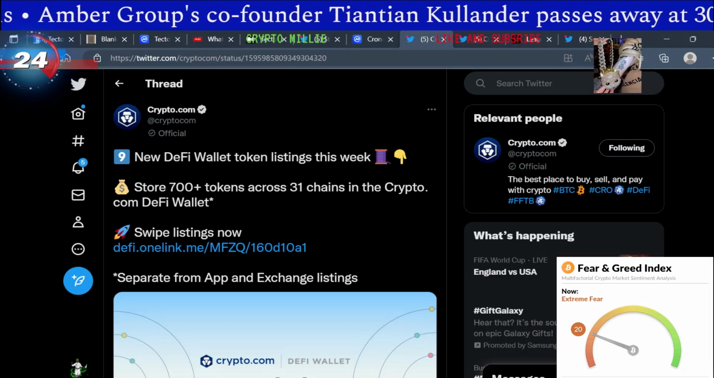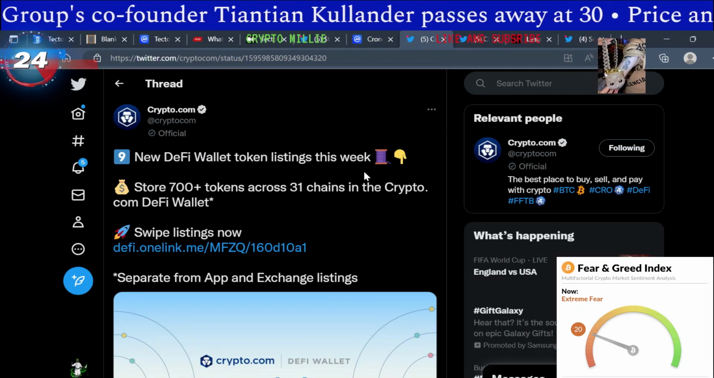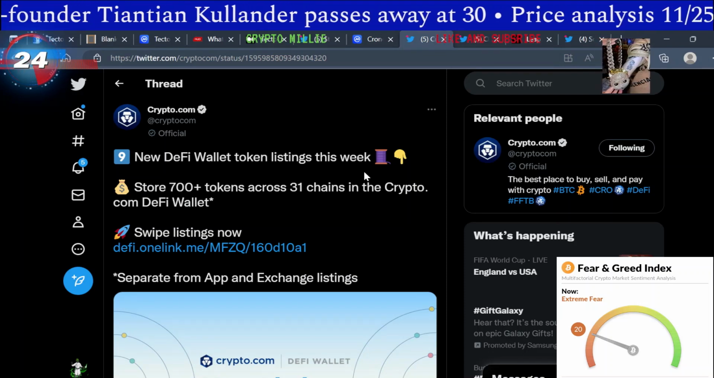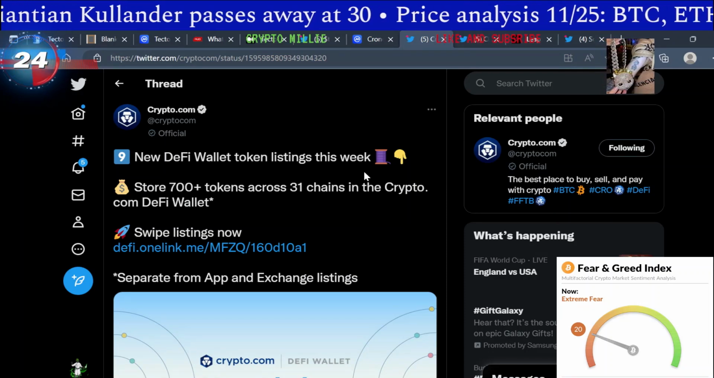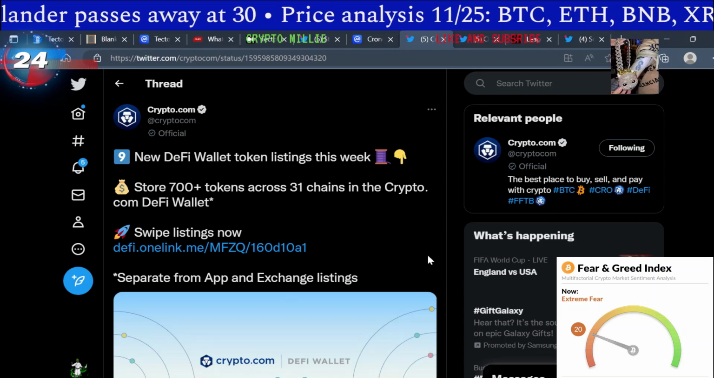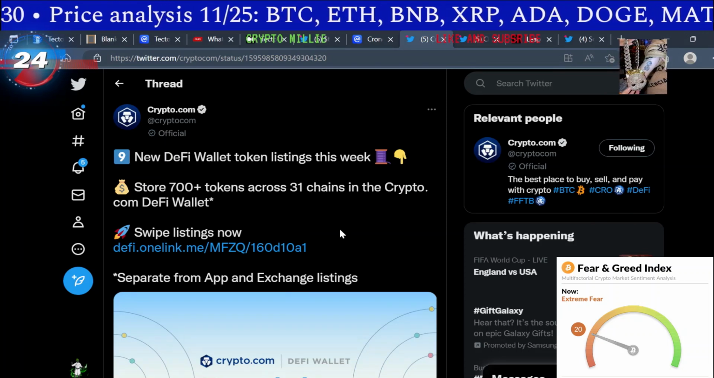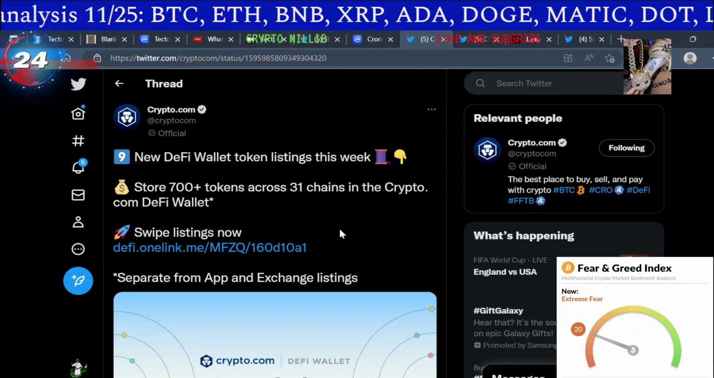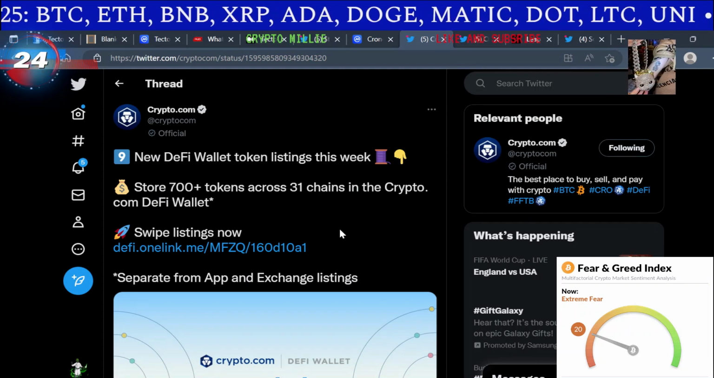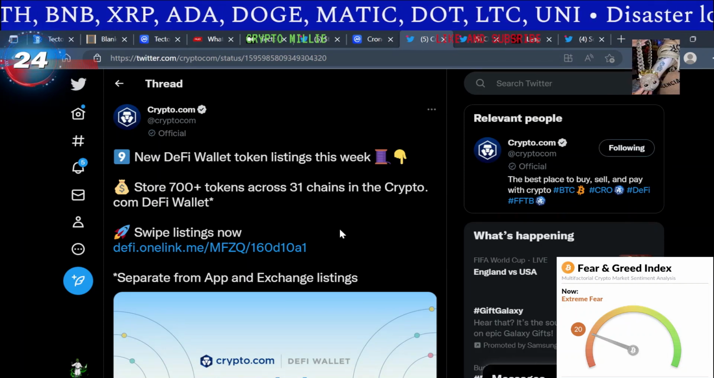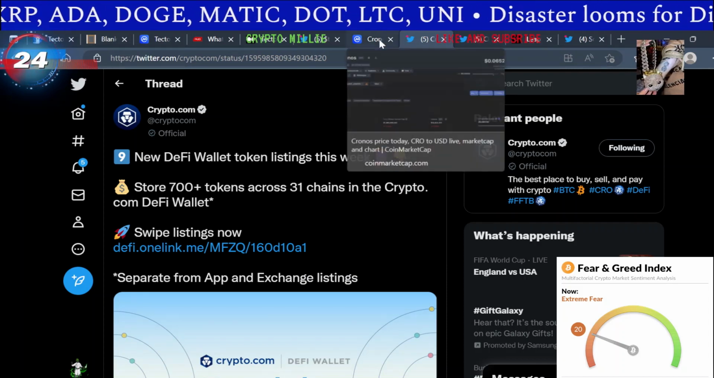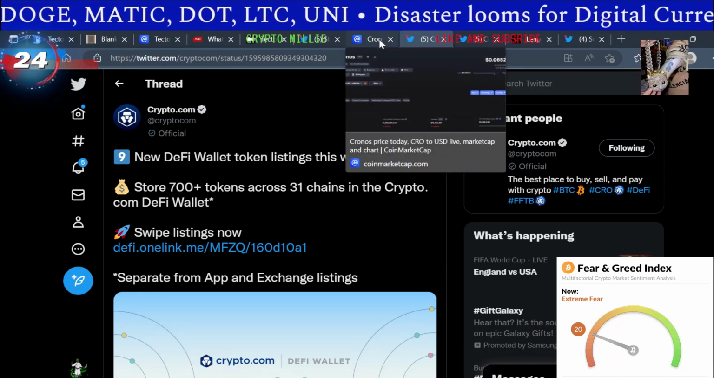As you can see, Crypto.com just updated their DeFi wallet with 9 new token listings. So again, the more projects they put on this DeFi wallet, as people get more into these cold wallets, these digital wallets, these storage wallets, and even ledgers, you feel me, you can expect projects like Crypto.com to actually continue to grow as far as price appreciation.